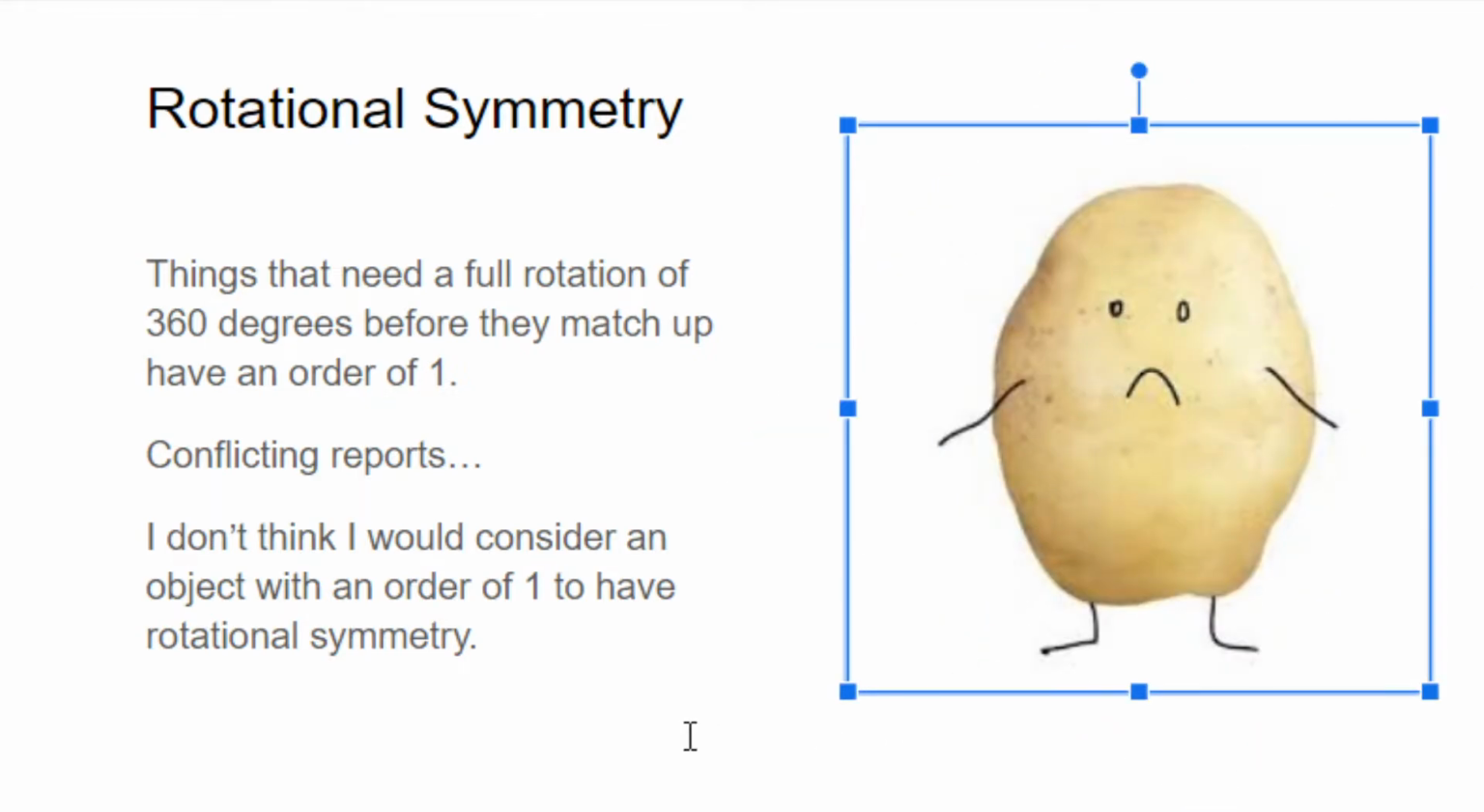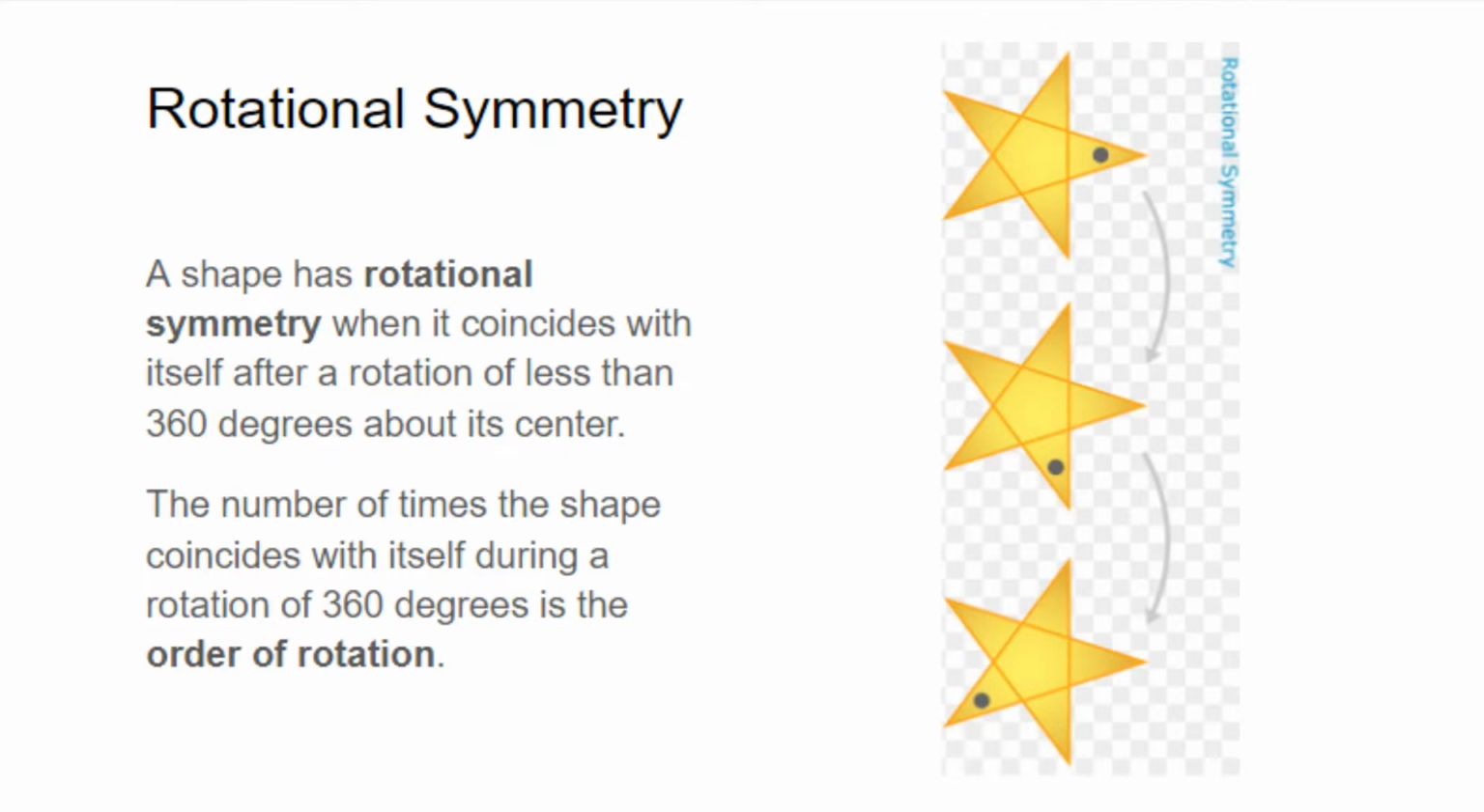So I would consider it to have an order of rotation of 1, but an order of rotation of 1 means that it doesn't have any rotational symmetry. So it's an important thing to note. This slide here is essentially the core concept that you need to know for rotational symmetry. You need to know how to identify order of rotation, and you need to know what rotational symmetry means.